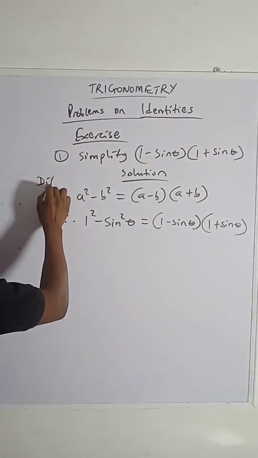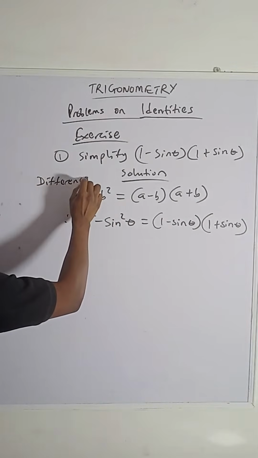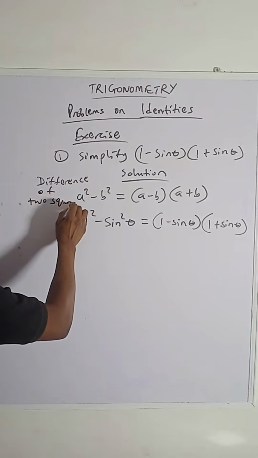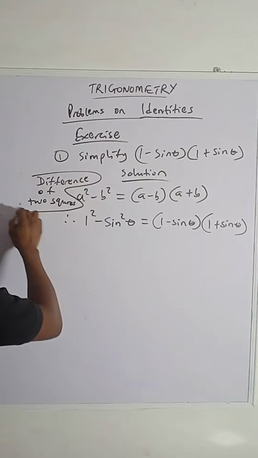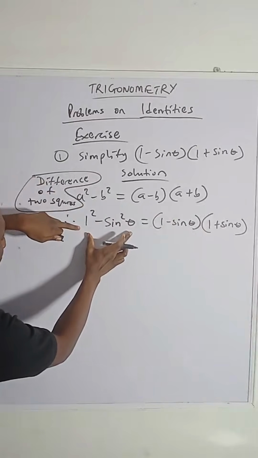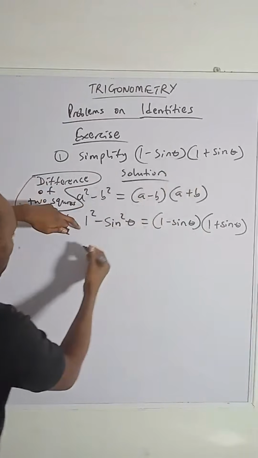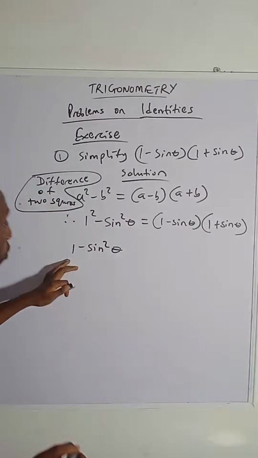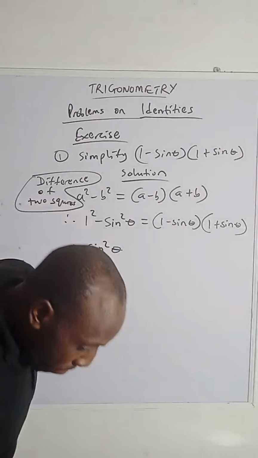Let me just write this here. Difference of two squares. Sorry, it's a little bit messy, but this is what difference of two squares is. So we'll now pick this in place of this. So 1 minus sine squared theta. Who can tell me what is 1 minus sine squared theta?